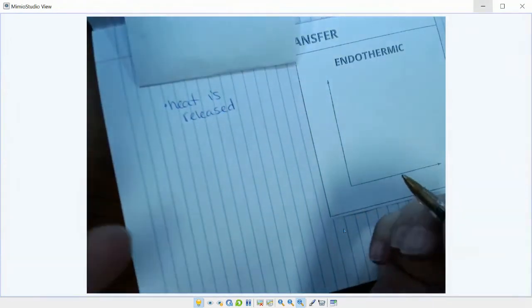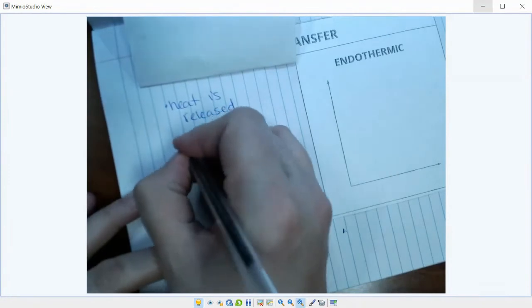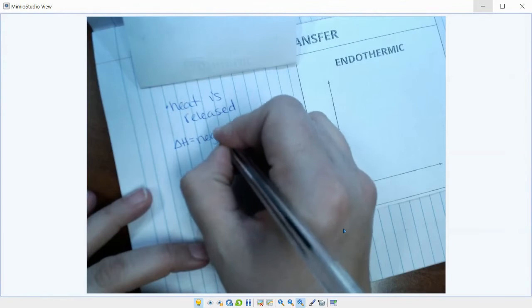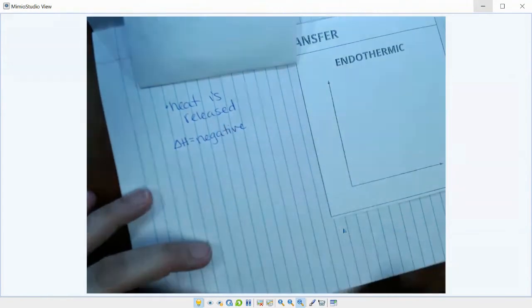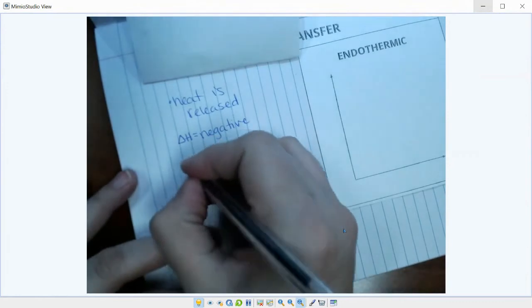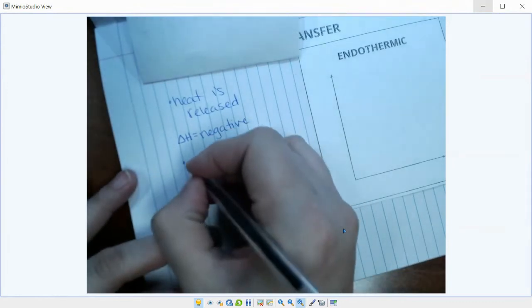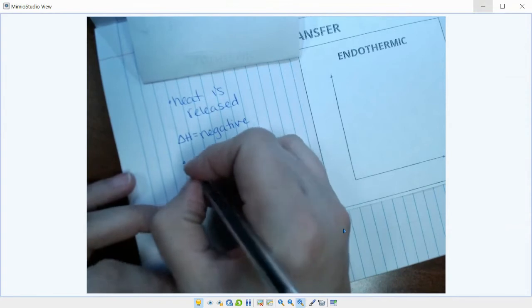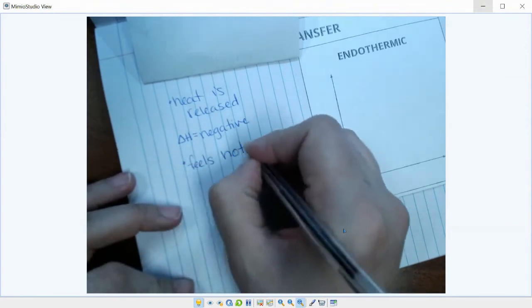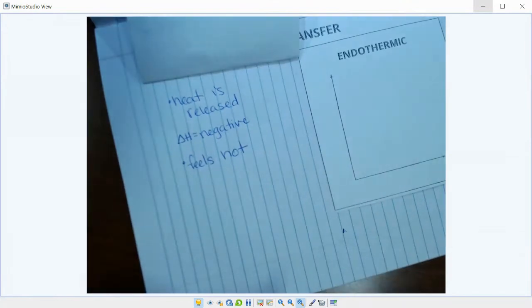Well, how does that connect to delta H? If it is exothermic, you are going to find that delta H is negative. Anytime you have a negative delta H, that means heat is being released. And what that feels like to you, if you're watching this reaction, is that you are going to feel that heat. It feels hot. If you put your hands on the beaker, it's going to feel hot.